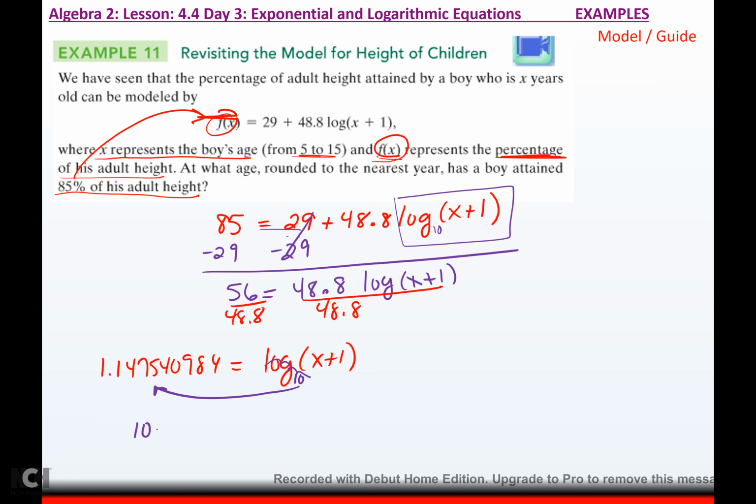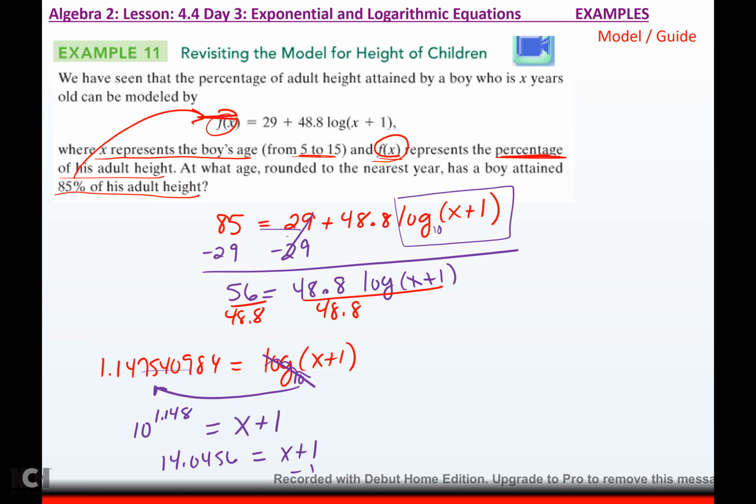So I have 10 to the 1.147, whatever. I'm going to round it a little bit. I won't round it on the calculator, but I'll round it to write it. I don't want to write all that out again. On this side, the log is gone, the 10 moved over, and all that's left is x plus 1. So if I take 10 caret to the 1.147540984, I get 14.0456 and so on, equals x plus 1.